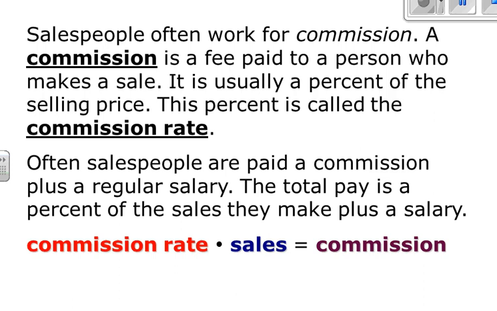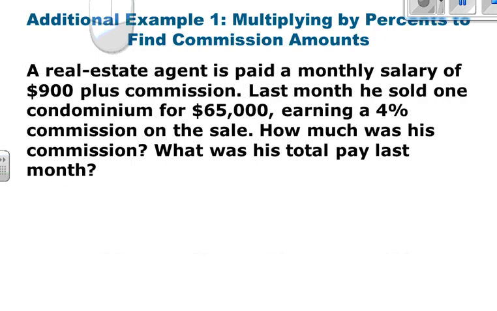So if I am a TV salesperson, I get my salary, but also if I sell something, I can get part of what I sold back. So I get a certain percentage of the items I sell, and it's a way of adding to your salary.